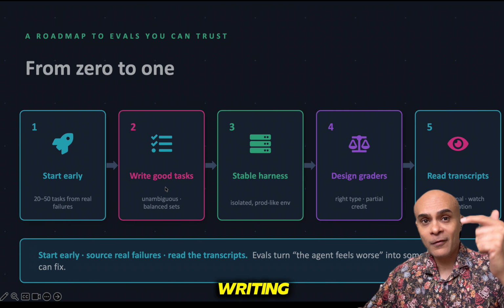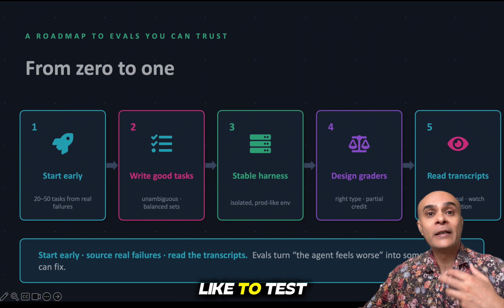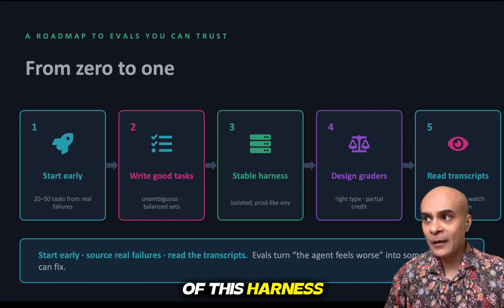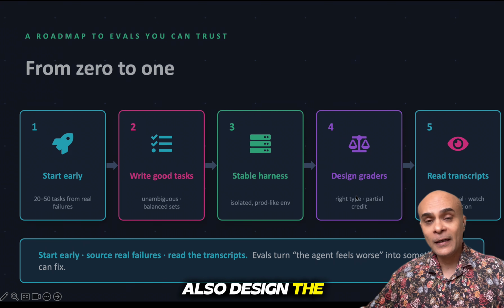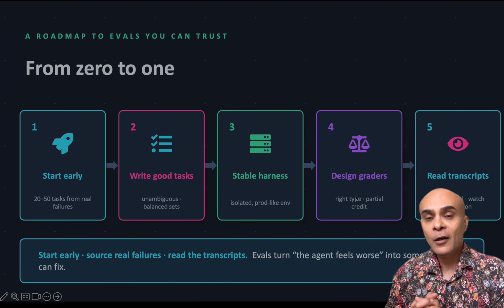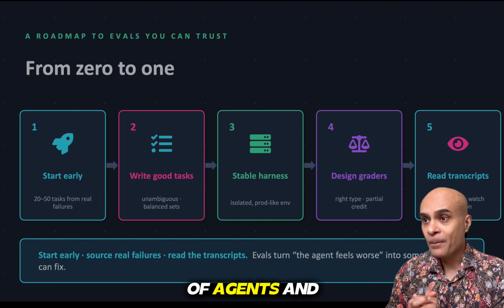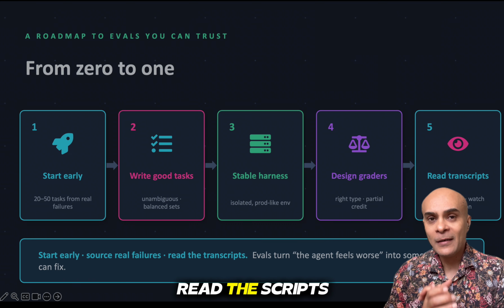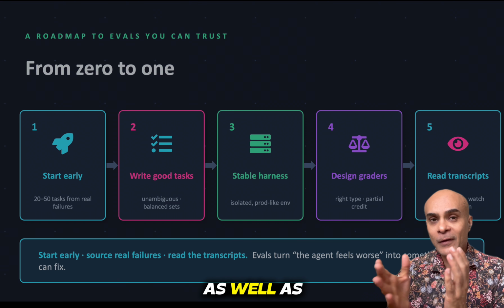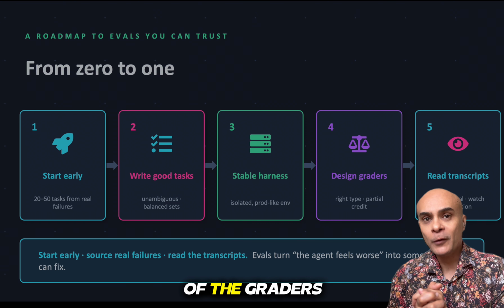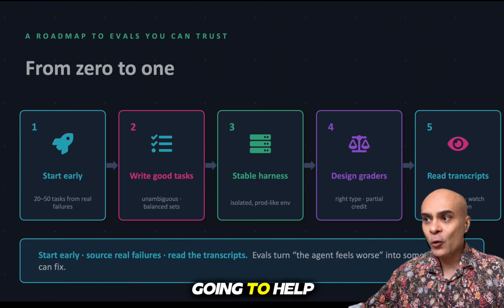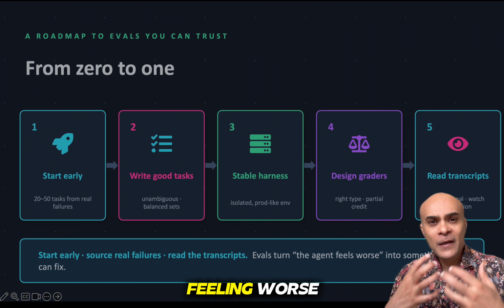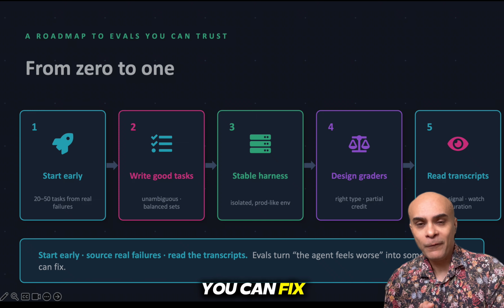You should start writing good tasks on how you would like to test your agents. You should also verify the stability of this harness. Plus, you should also design the graders which are suitable to your type of agents. And it is very important also to manually, from time to time, read the scripts of the agent harness as well as verify the output of the graders. This is going to help you turn a feeling where you feel that the agents are getting worse into something which you can fix.